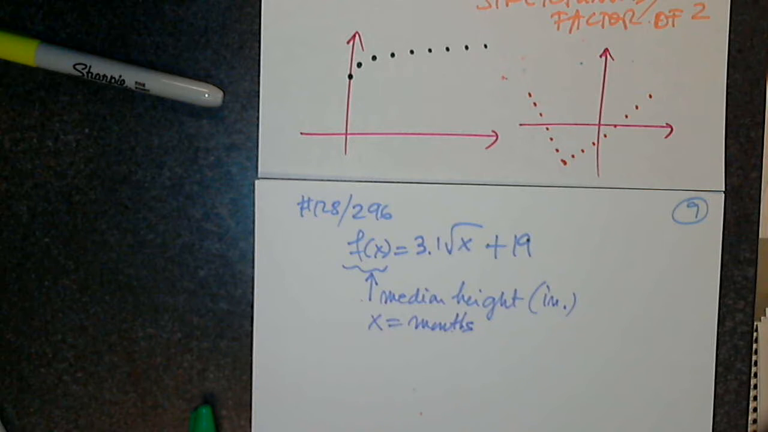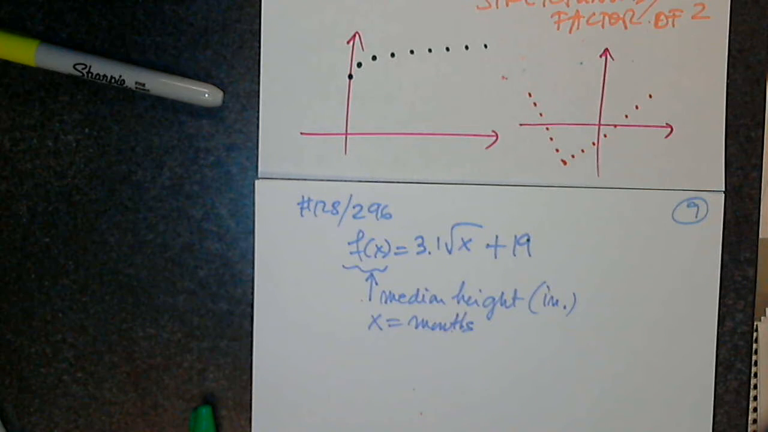First transformation is? The basic function is the square root of x. Yes, that's the base function. The first transformation on the base function is stretching it by a factor of 3.1. I have to present everything in the order of operations. And then after I stretch it by a factor of 3.1, how much? 19.